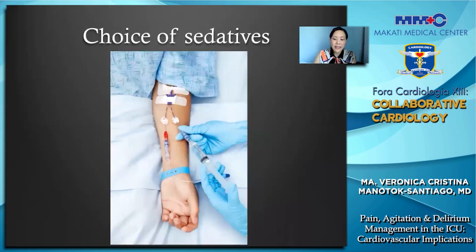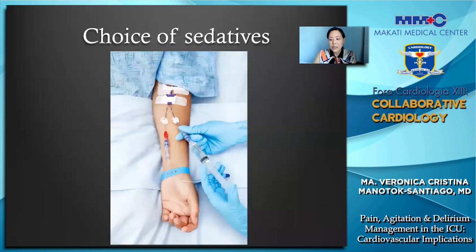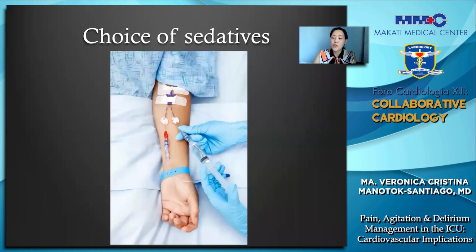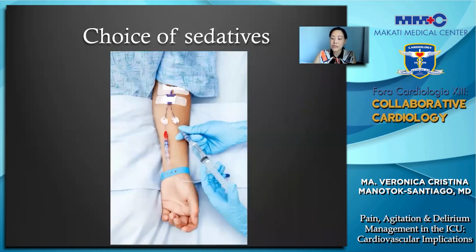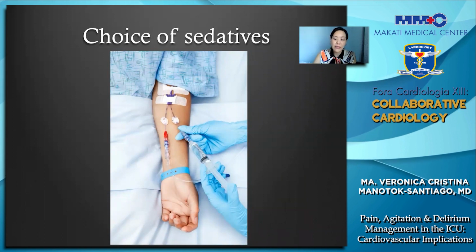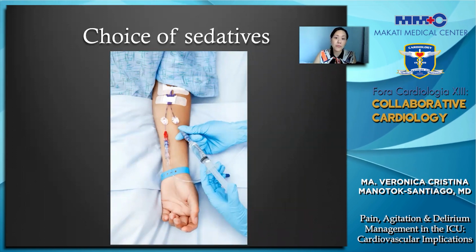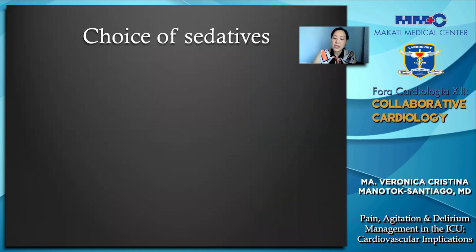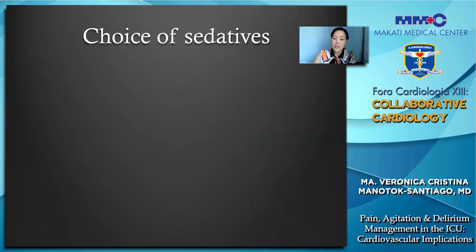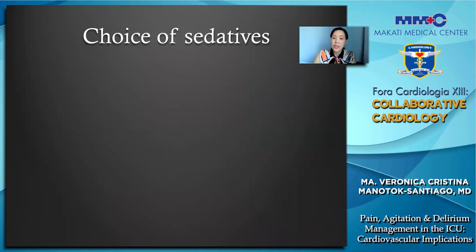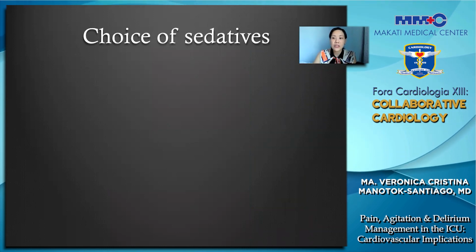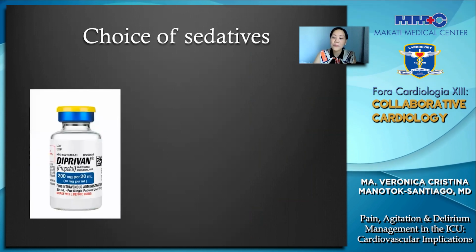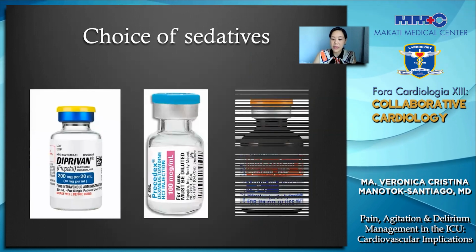So is there an ideal sedative? Particularly one that is inexpensive, has minimal respiratory depression, whose elimination is independent of organ function, has a short context-sensitive half-life, and has no active metabolites. So that would be the ideal sedative, but unfortunately, it does not exist. And each of the commonly used drugs that we administer to our patients have their own limitations. So in the interest of time, I'll just be giving a short description of the 3 most common sedative medications that we use in the ICU, which are propofol, dexmedetomidine, and benzodiazepines.